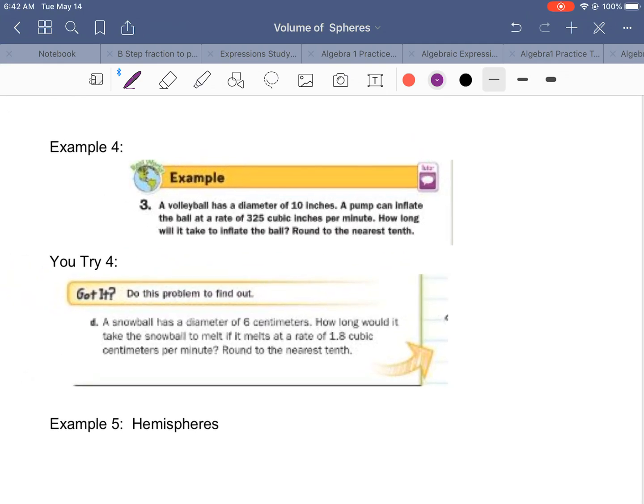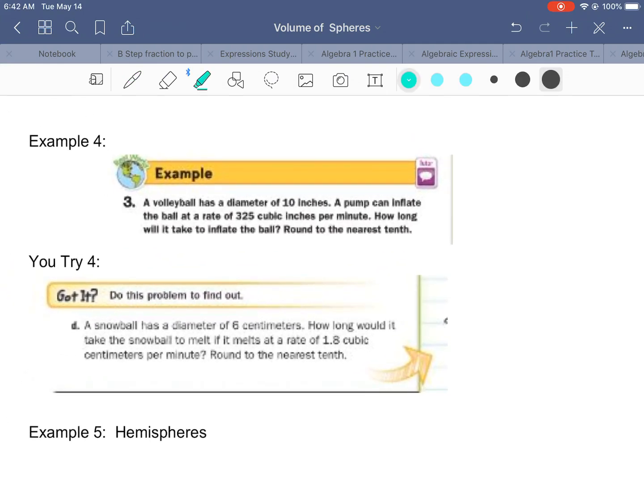This time we have a volleyball. It has a diameter of 10 inches. A pump can inflate the ball at a rate of 325 cubic inches per minute. How long will it take to inflate the ball? So we need to take this, and let me just get my book example up so I have it ready to go so I can work from that. Okay, so our volume equals, I believe this time you have the volume, so let's just go here.